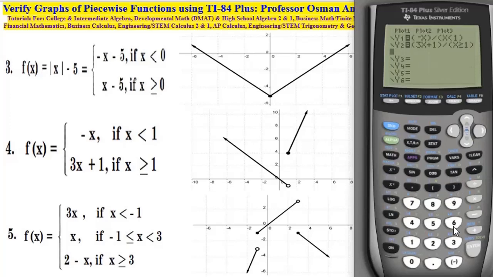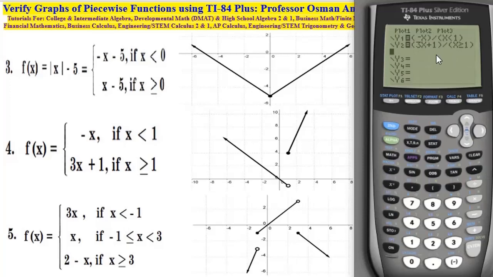Okay, make sure your entries are correct. It is minus x for x less than 1, and it is 3x plus 1 for x greater or equal to 1. So now this divide, many people use this. It will work, but it is just unnecessary additional work. So you don't have to put this divide. You can put it, but if you don't put it, it will work. So adding it is just unnecessary additional work.